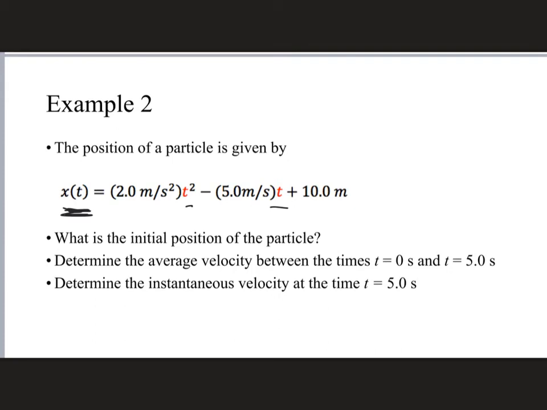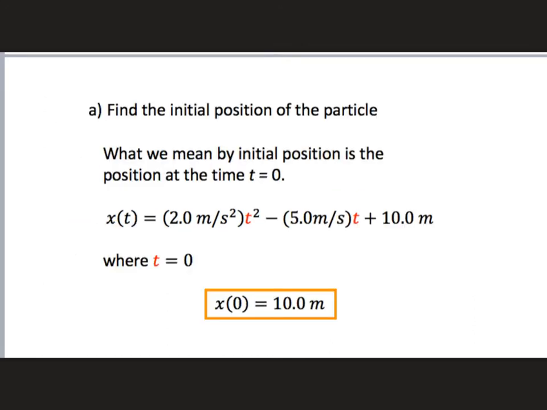And so the question here is we want to determine the initial position of the particle and the average velocity between the times t equal to 0 and t equal to 5. And then we want to determine the instantaneous velocity at the time t equal to 5. So the first part of the question is to find the initial position of the particle, and what we mean by initial position is simply the position when the time is equal to 0.